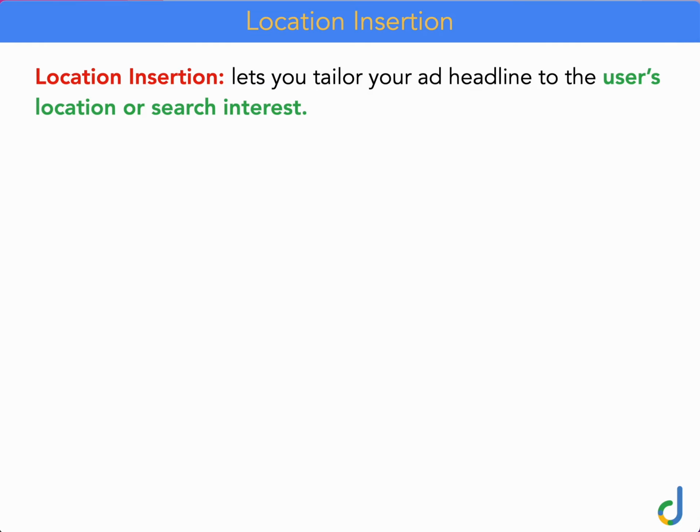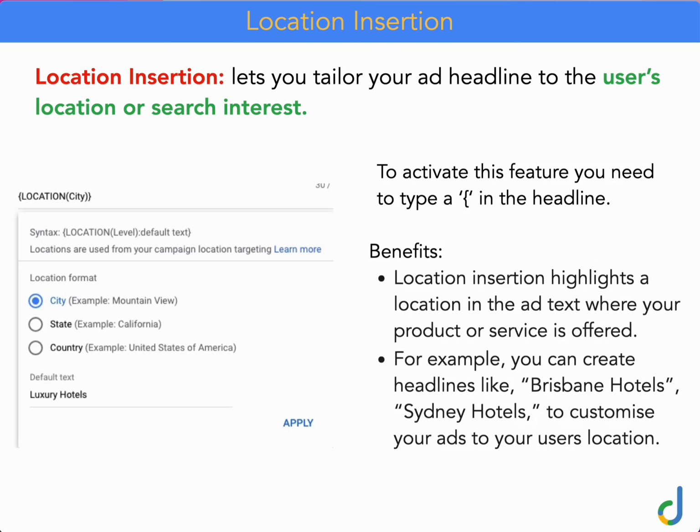Location insertion. This lets you tailor your ad headline to the user's location or their search interest. Once again, to activate this feature, you type in the brace, and the benefit of this is that location insertion highlights a location in the ad text where your product or service is offered. For example, you can create headlines like Brisbane hotels, Sydney hotels to customize your ads to your user's location. So let's just look at this example in here.